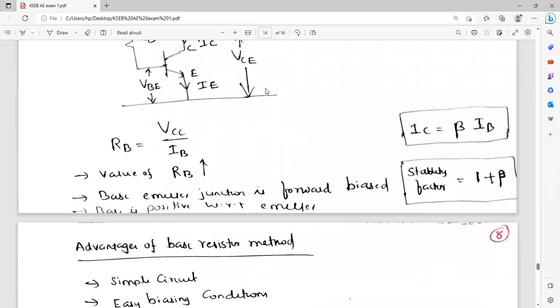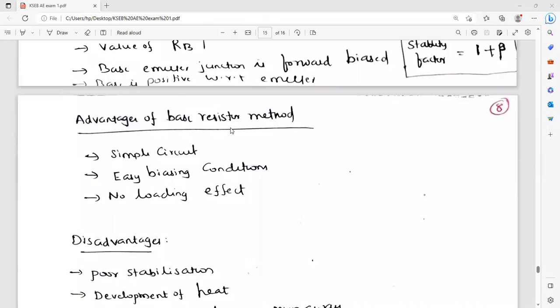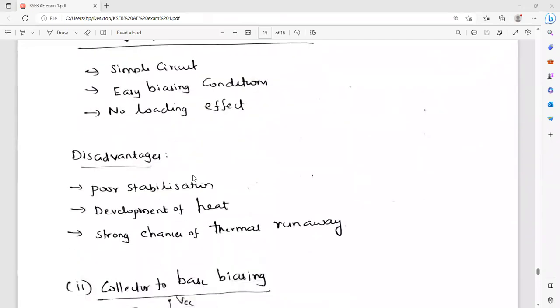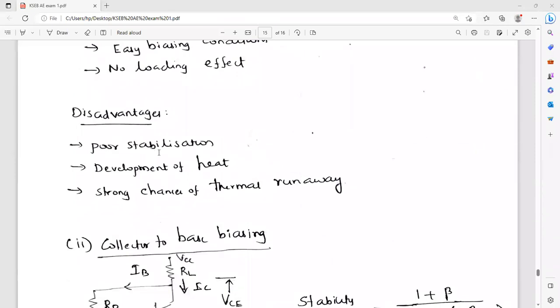And then there is one stability factor equation, so you can note it down. The stability factor of this configuration is equal to 1 plus beta. Stability factor should be low. So let us move on to the other configuration. Common base configuration is a simple one, easy to bias, and there is no loading effect. The main problem is that stability is poor.